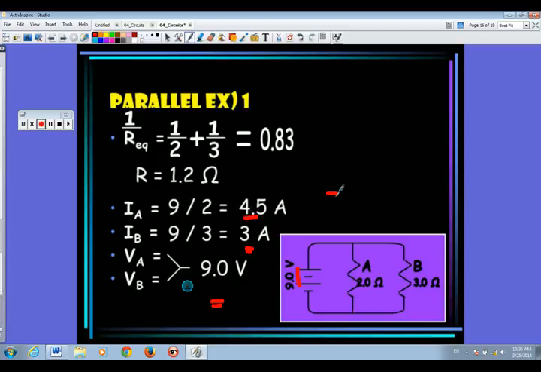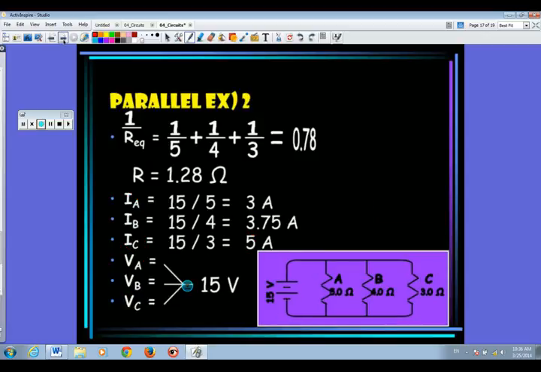V equals IR, so I equals what? V divided by R. Well, you got a 9-volt battery. There's your resistance. That gets you current. Makes sense? Find your resistance. Find your current. Find your voltage.